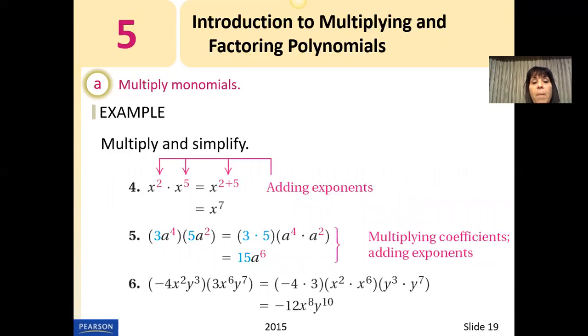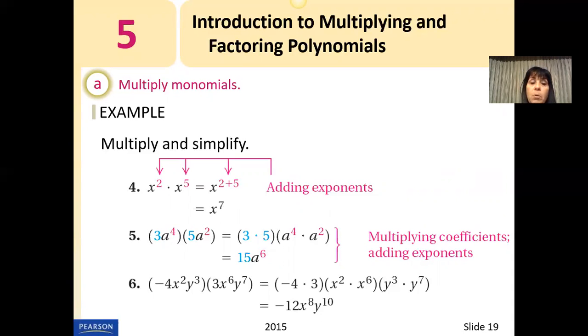Now, if you have powers of the same base, the rule for multiplying powers of the same base is to keep the base and add the exponents. So in this case, we will add the 2 plus the 5, and that will make 7. The reason this works again is because x squared means there are 2 factors of x, x to the 5th means there are 5 factors of x, and that will give you a total of 7 factors of x.